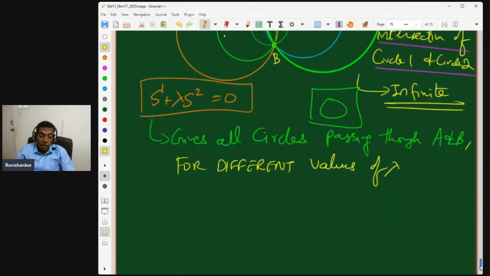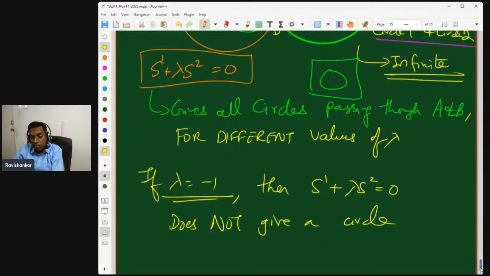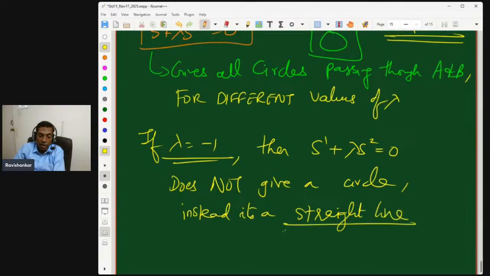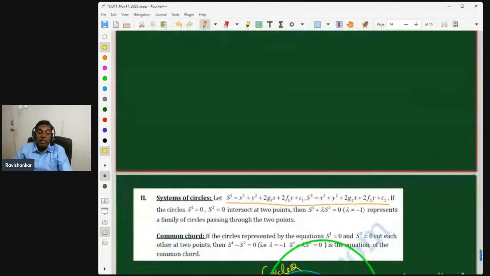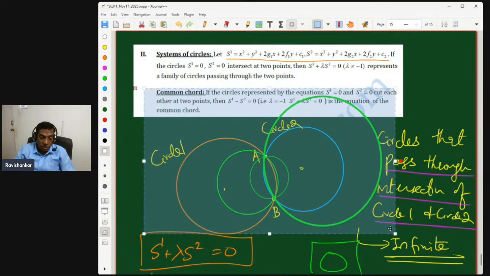Except there is one situation where you won't get a circle. If lambda is minus 1, then S1 plus lambda S2 equals 0 does not give a circle, because x square will cancel, y square will cancel. Instead, it's a straight line, because it is of the form ax plus by plus c equals 0. And what straight line is that? That straight line is nothing but the common chord of both the circles.